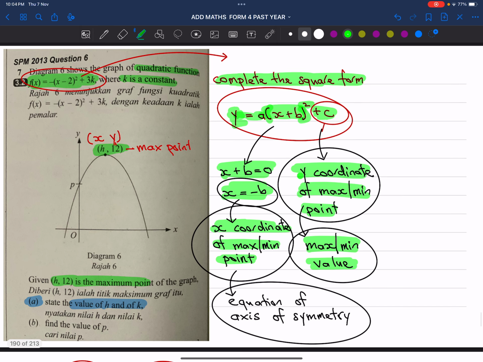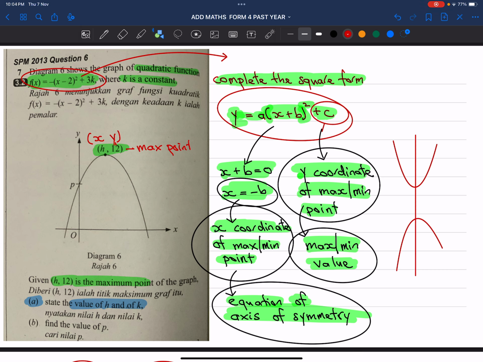And don't forget, this x coordinate, x equals negative b, is also the equation of the axis of symmetry. And we know axis of symmetry, whether the graph is U-shape or N-shape, is a vertical line that goes through the minimum point or the maximum point.